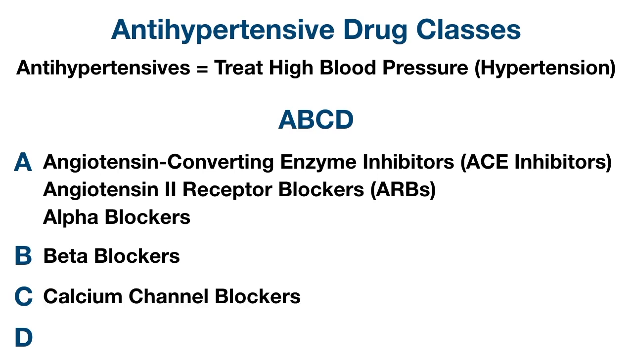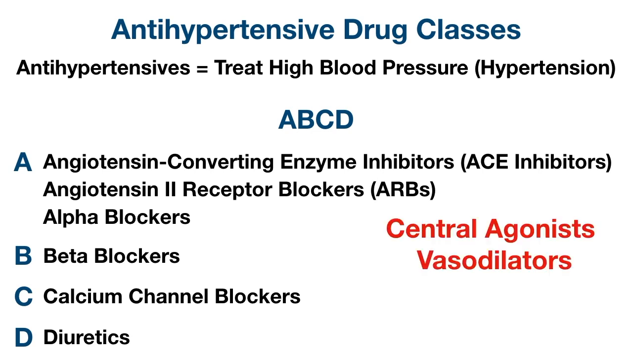The C will stand for calcium channel blockers. Finally, the D is to help you remember diuretics. While there are other antihypertensive medications out there, these are the main ones and generally the more common ones. You might also learn about central agonists and vasodilators. You can use the C to remember central agonists, and you can use the D to remember dilators for vasodilators.